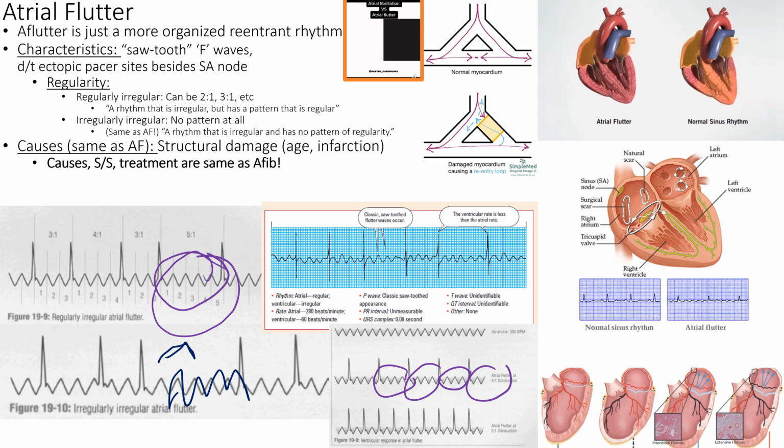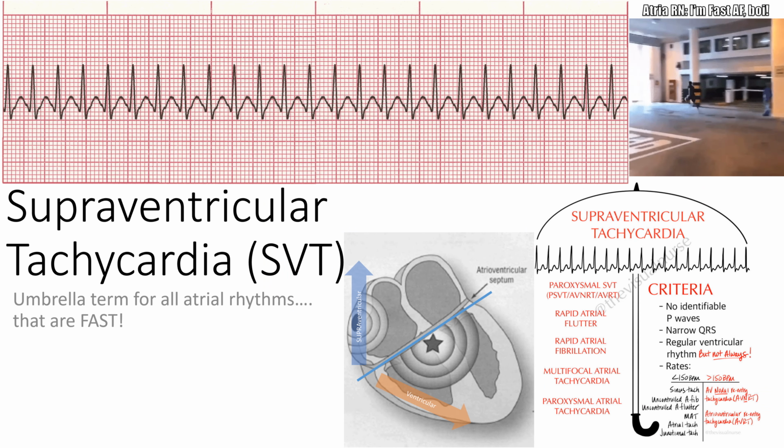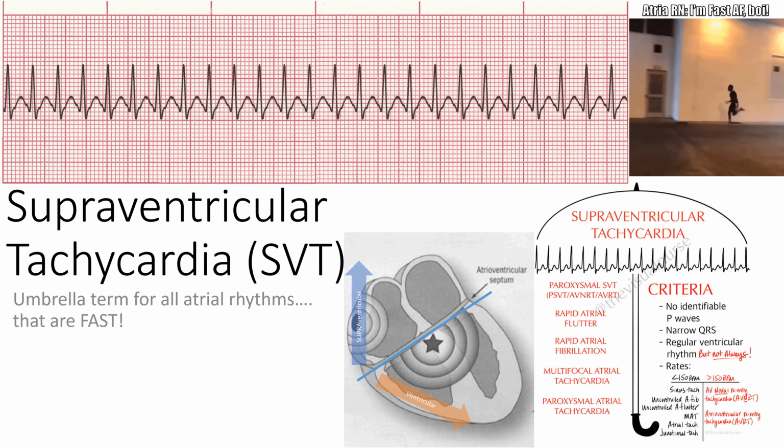The little asterisk there: sometimes a flutter can also be irregular. Okay. All right, I think that's it for atrial. Then we'll come back and talk about supraventricular tachycardias.